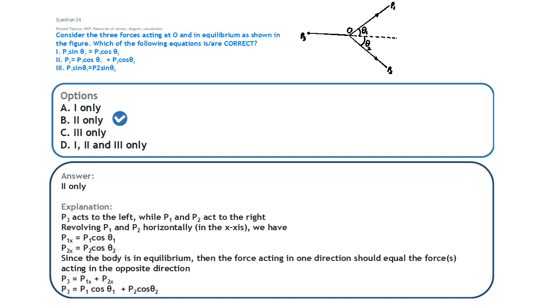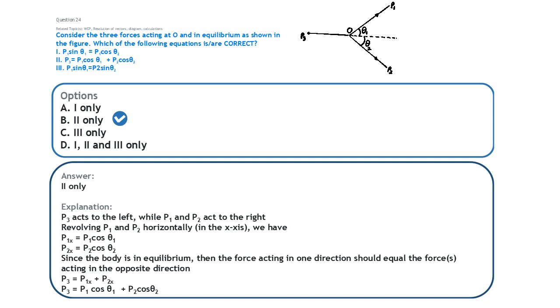Now, since this body is in equilibrium, the force acting in this direction, p3, must be equal to the sum of the horizontal components of the forces in the other direction. That means p3 must be equal to p1 cos theta 1 plus p2 cos theta 2. So what we have here, ii, is correct. But what we have here, that p1 sine theta 1 is equal to p1 cos theta 2, this is not correct.